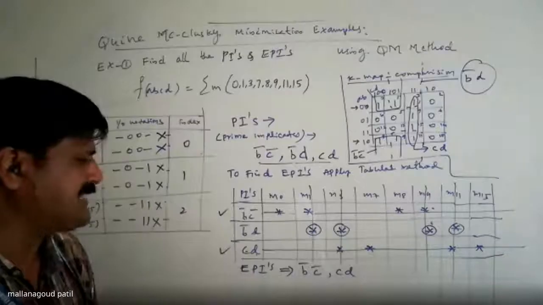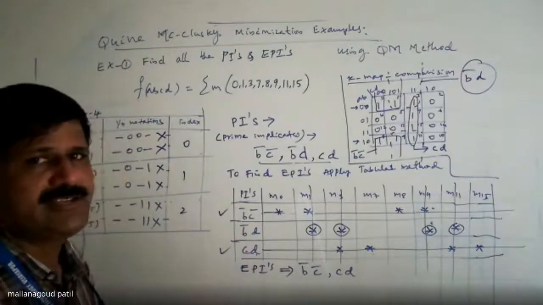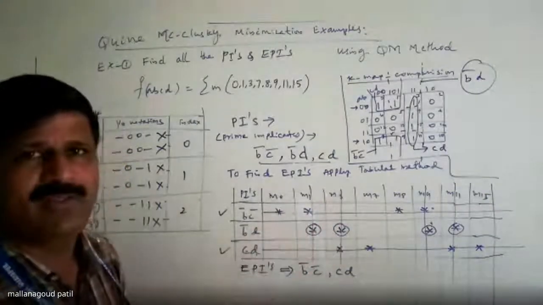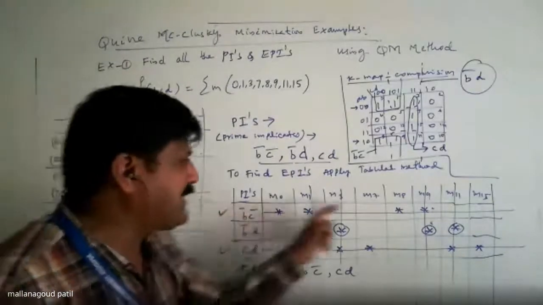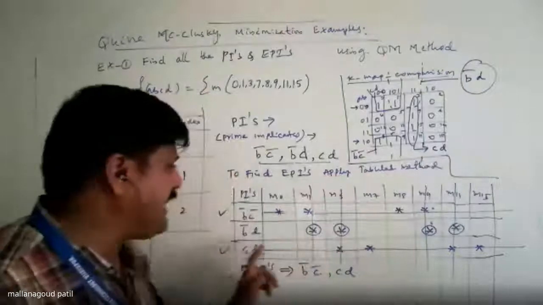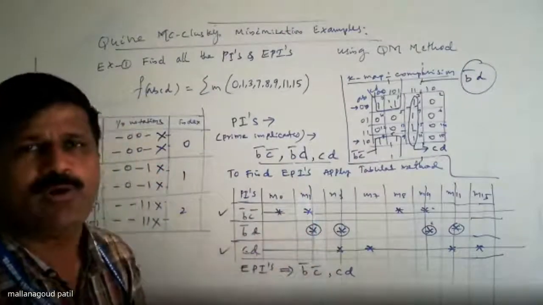Sir, why did you not draw a horizontal line for B bar D? Please repeat the question. Sir, why not draw a horizontal line for B bar D? B bar D, no, it is already covered, no? See, if I covered B bar C and CD, the vertical I am covering with B bar D. Then why go further?